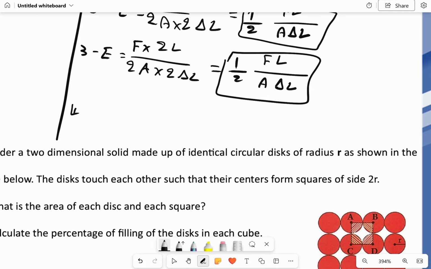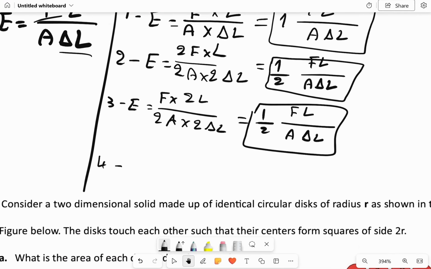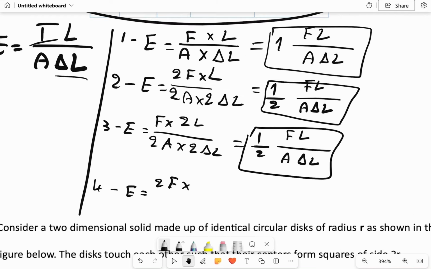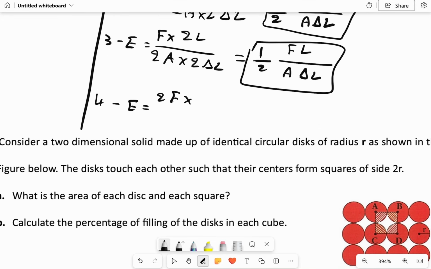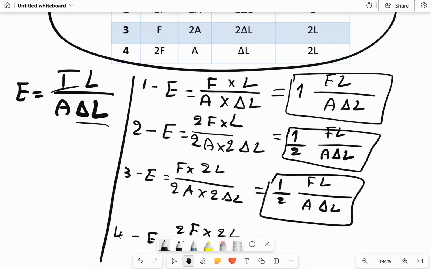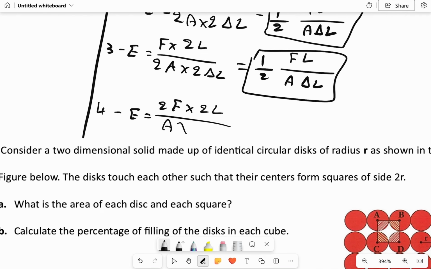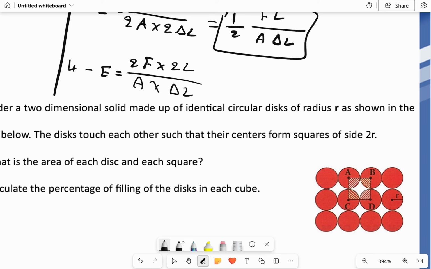The fourth one, guys, the last one, you have 2F, so E is equal to 2F multiplied by length. Length is equal to 2. Then you have elongation, which is equal to delta L, and you have area, which is equal to A. So area multiplied by elongation. And this one will be 2 multiplied by 2, which is 4, over 4. You can just write it like this: FL divided by A delta L. So this is the final one.